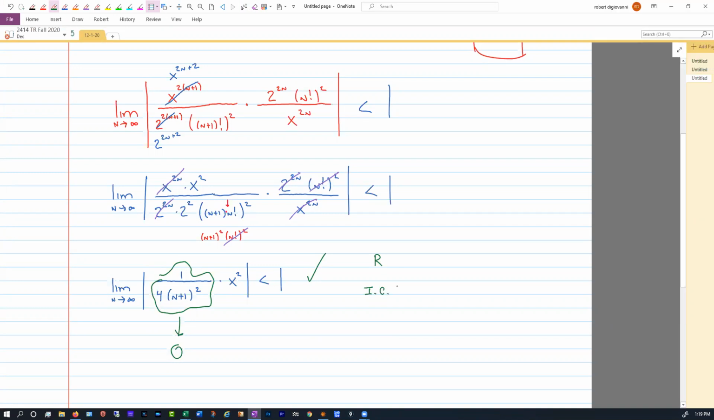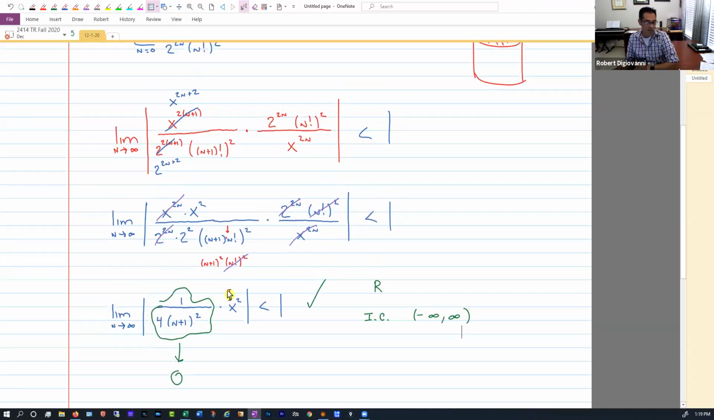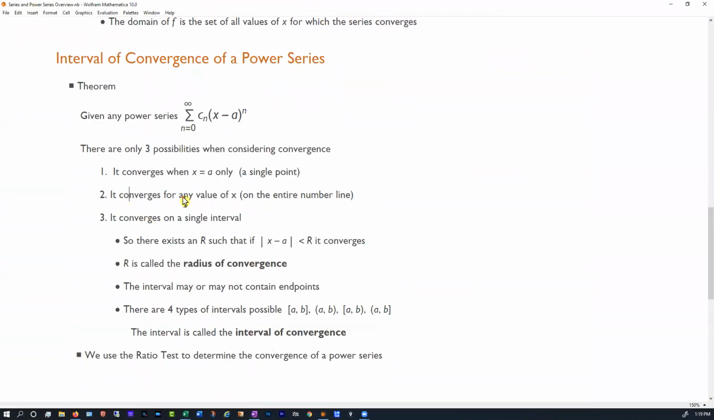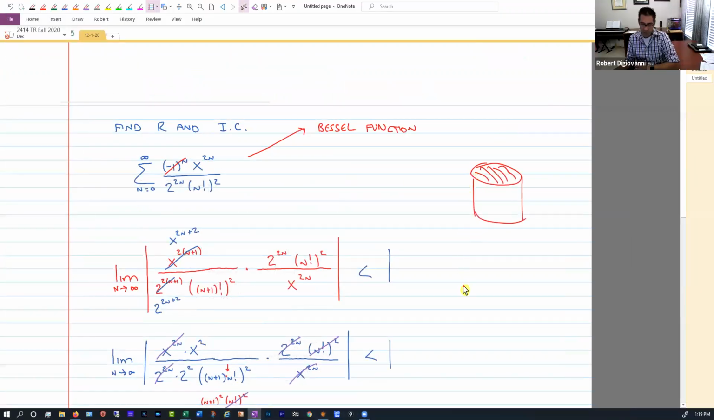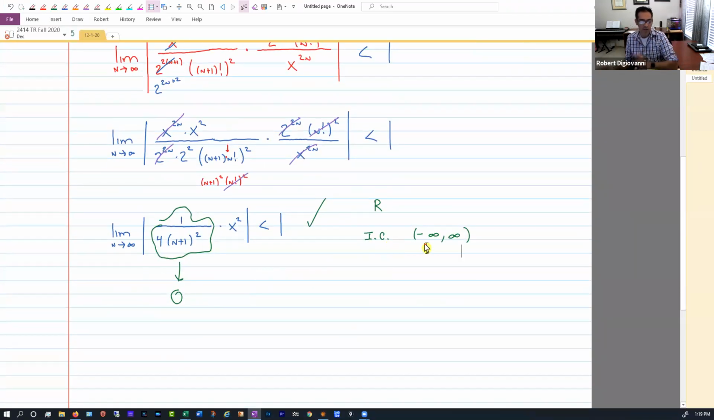How do we know it's case 2? Because this goes to 0, so this inequality is true regardless of x, right? Any x we plug in will make this less than 1, which means that regardless of x, this thing converges. And case 2 says it converges for any value of x. So it could be a positive or a negative. Right. Does not matter. So the interval of convergence is any value between negative infinity and infinity, and the radius of convergence we will say is infinite.